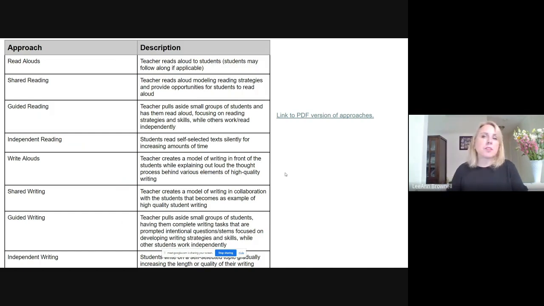So I do have this in the slide deck, and there is a link to a PDF version of all of these different approaches. Just so if you are new to teaching early literacy skills, if you're new to EAL or you're a new classroom teacher, you've got a quick reference that can help you keep it straight. I'm not going to go through it all now because we will be touching on each approach throughout the webinar.